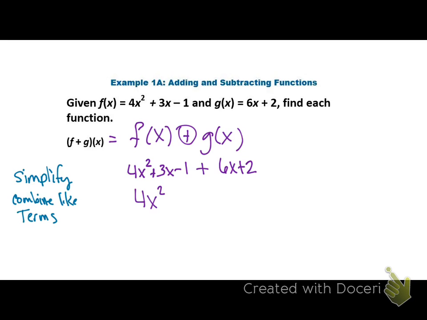Now you're going to go to your x terms, because that's what would come next in descending order. That gives us a 3x and a 6x for a what? 9x. And our constant, that's our -1 and our 2, and that would give us a 1. Okay, and that is your answer.